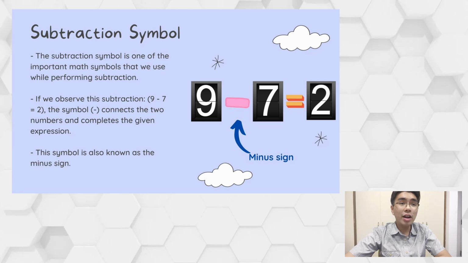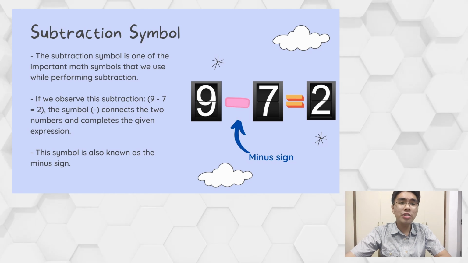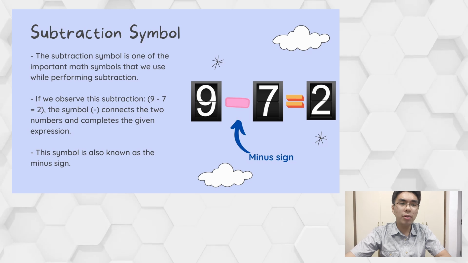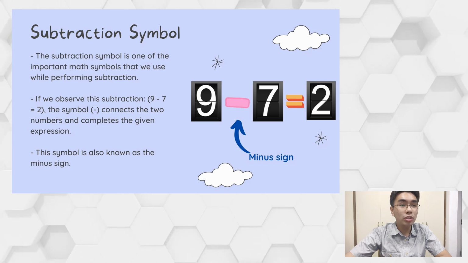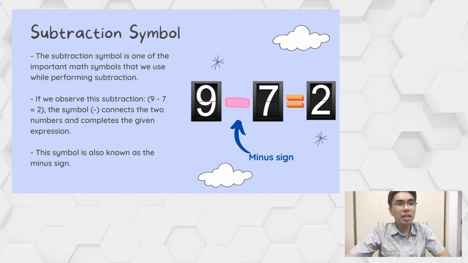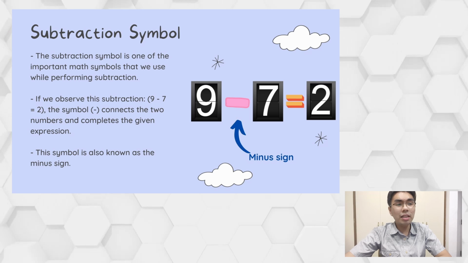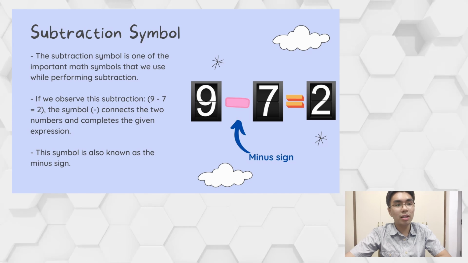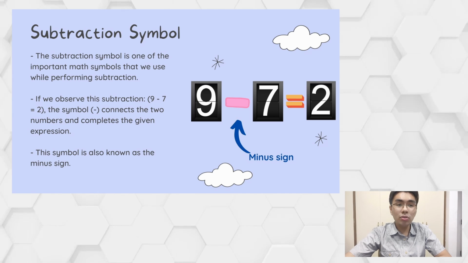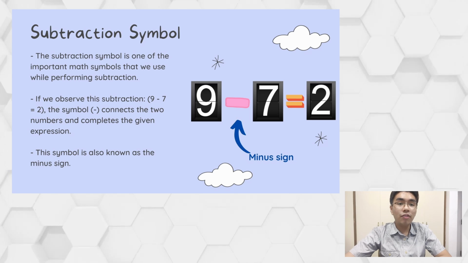Now, the subtraction symbol is one of the important math symbols that we use while performing subtraction. Here in the example, 9 minus 7 equals 2. The minus sign connects the two numbers and completes the given expression.